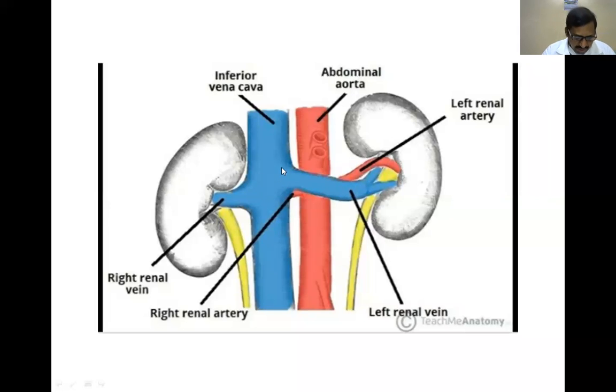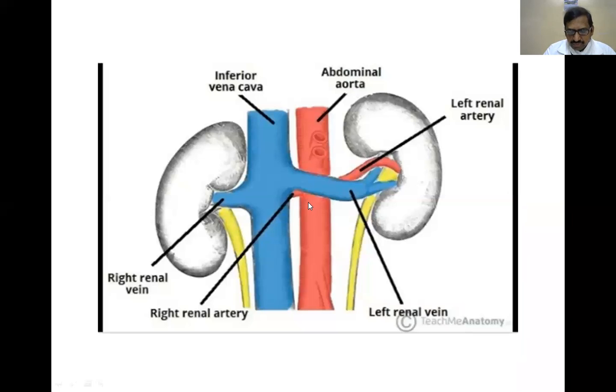Okay. The next topic, the factors keeping the kidney in position. That is also very important. The factors which keep the kidney in position are the surrounding viscera, the blood vessels which are connected with the kidney, and the fascia which covers the kidney, that is the renal fascia. The renal fascia also keeps the kidney in position.